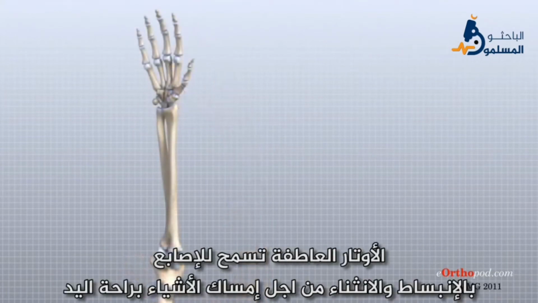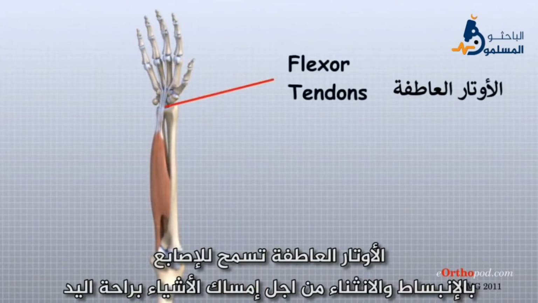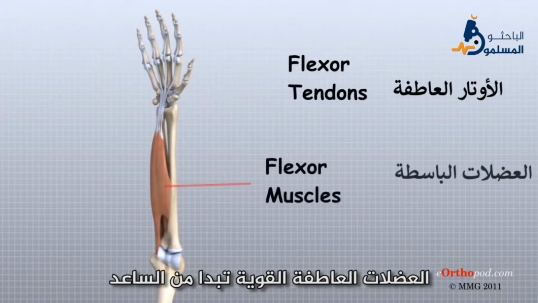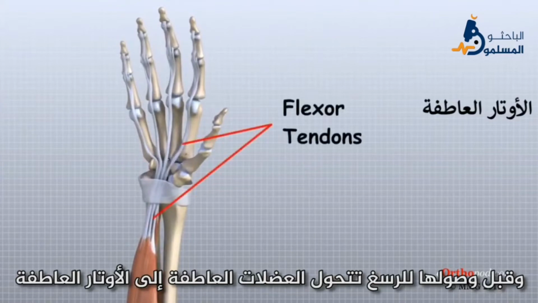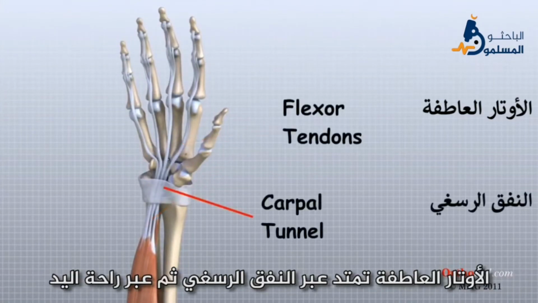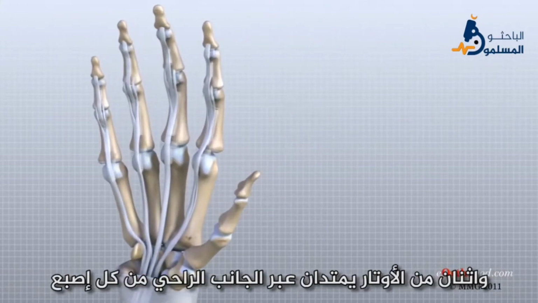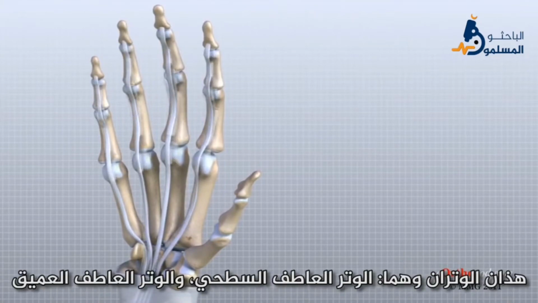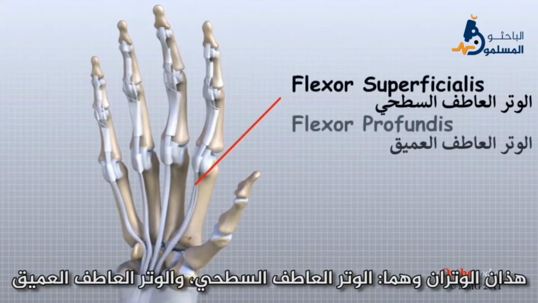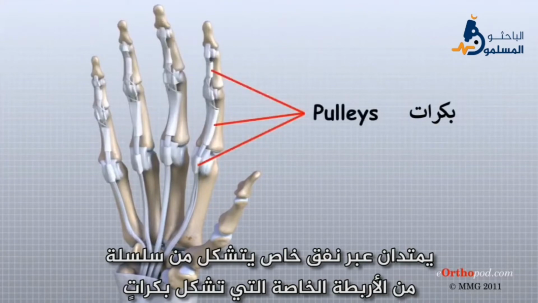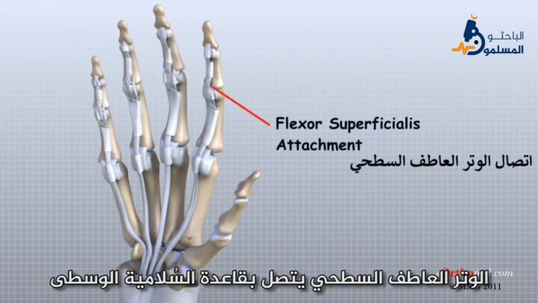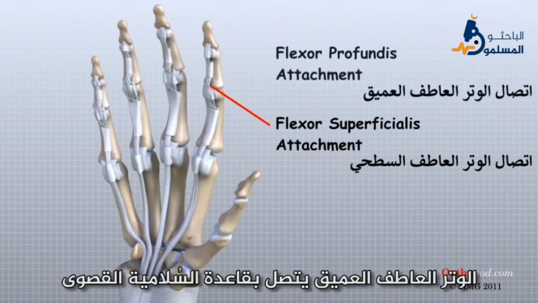The flexor tendons allow the fingers and thumb to flex or bend to grip objects in the palm of the hand. The strong flexor muscles begin in the forearm, and just before they enter the wrist, the flexor muscles form the flexor tendons. The flexor tendons travel through the carpal tunnel, through the palm, and two tendons each travel into the volar side of each finger. These two tendons, the flexor superficialis and flexor profundus, travel through a special tunnel formed by a series of specialized ligaments that form pulleys. The flexor superficialis connects to the base of the middle phalanx. The flexor profundus tendon connects to the base of the distal phalanx.